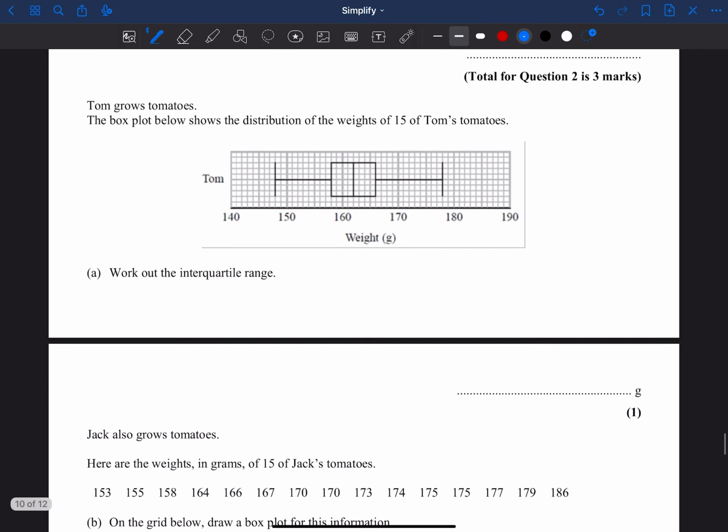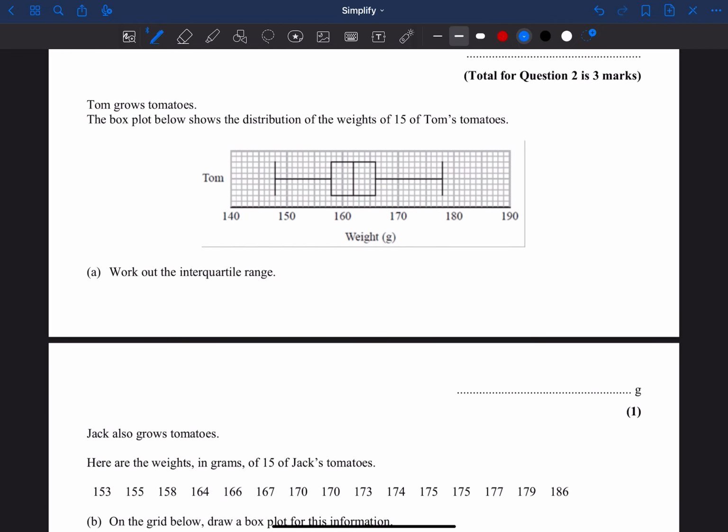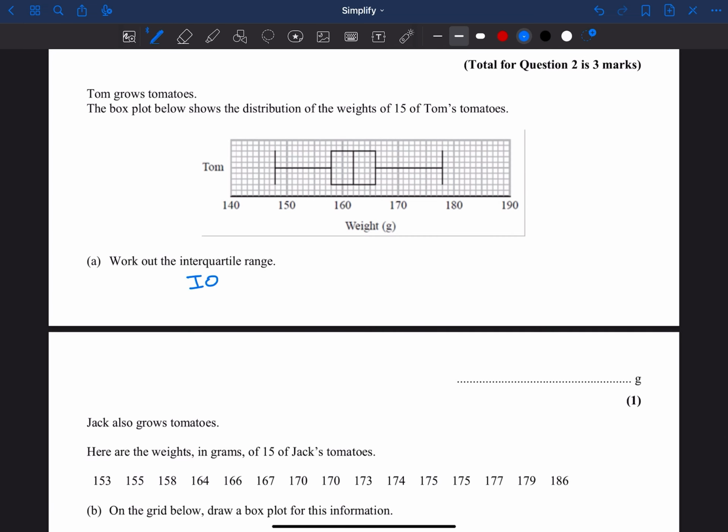Only 3 marks. Box plot diagrams. Work out the interquartile range, IQR. What is the formula? Q3 take away Q1. Minimum, Q1, Q2. Q2 means median. Q1 is lower quartile. Q3 is upper quartile. That's the maximum value. What is the Q3 value? If you read it, it's 160, 165, 166. Q3 is 166. Take away Q1, 158. What did that give you? That gives you 8. IQR is 8.